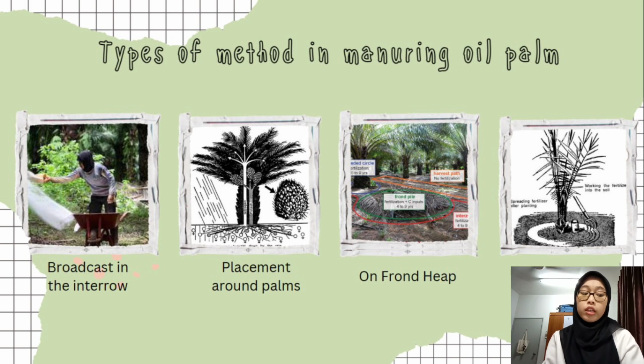Moving on, types of methods in manuring oil palm. There are four methods in manuring oil palm. The first one is broadcast in the interrow. Second, placement around the palm. Third, on the frond heap. And lastly, pocketing into the soil.